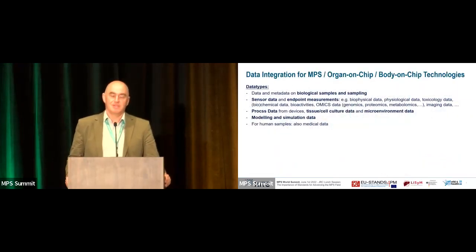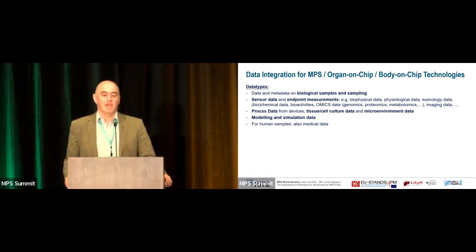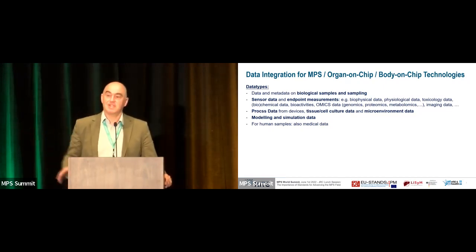And the data types that are relevant here for the MPS systems are data and metadata, so data describing the data actually on the biological samples and the sampling. So it all starts actually with the biological material. Then you have the sensor data and the endpoint measurements, so biophysical data, physiological data, toxicology data, chemical and biochemical data also, bioactivities, omics data. I mean, we heard about the connections to the omics world also before, and the imaging data, et cetera, et cetera. I mean, you have all the different kinds of measurements here.